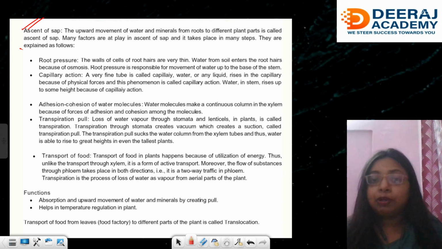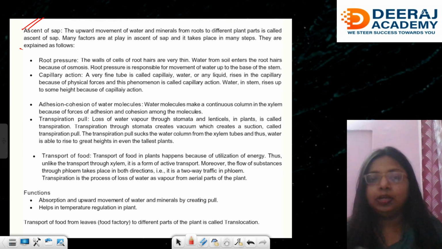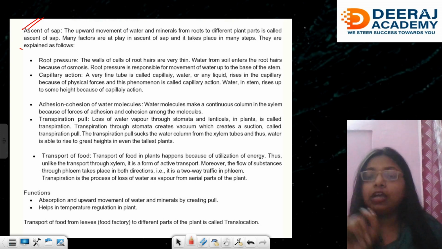Capillary action is why water rises upward, even in tall trees. Adhesion and cohesion: the water molecules have a lot of cohesion between them. Transpiration pull: loss of water vapor through the stomata and lenticels in plants is called transpiration. Transport of food, as I told you, requires energy, and it is because of active transport. And what is transpiration? Loss of water in the form of vapors is called transpiration, and we can call this transpiration a necessary evil as well.